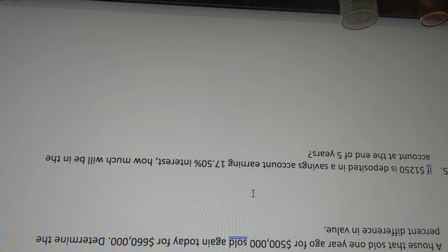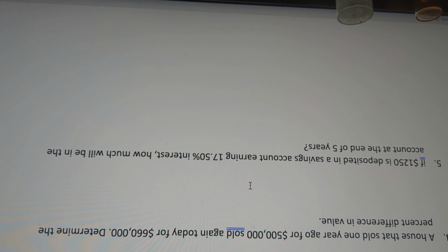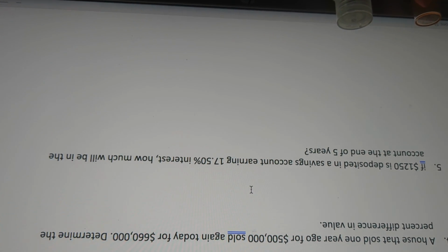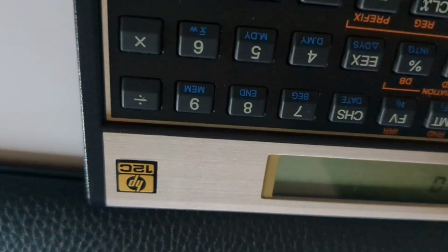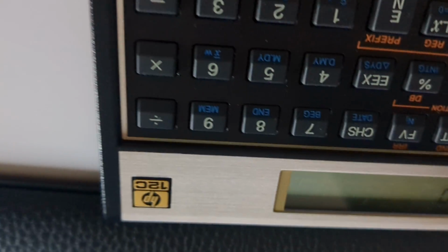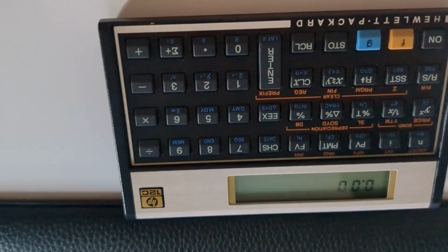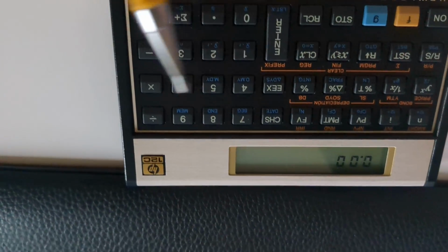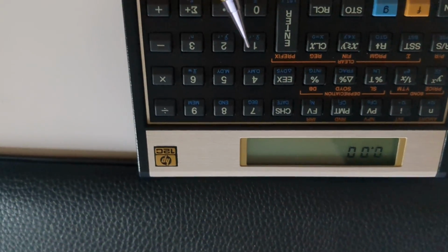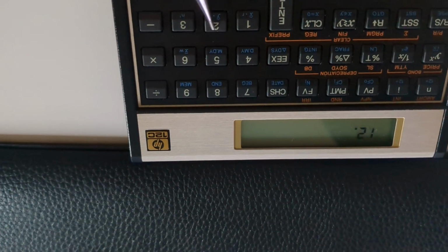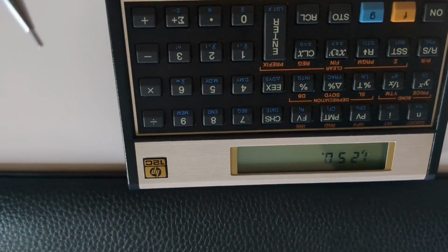So if 1250 is deposited in a savings account, earning 17.5% interest, how much will be in the account at the end of 5 years? So let's notice how we do this one. We clear the screen for every single calculation. Then we go 1, 2, 5, 0.